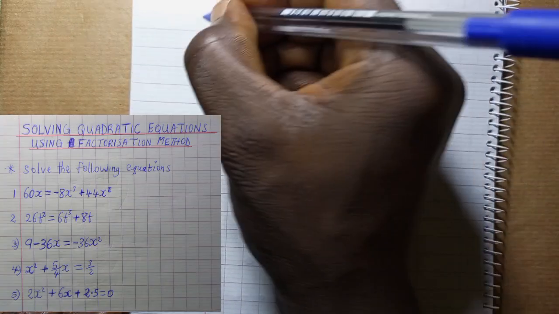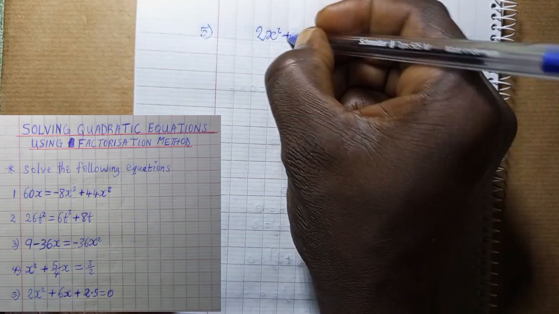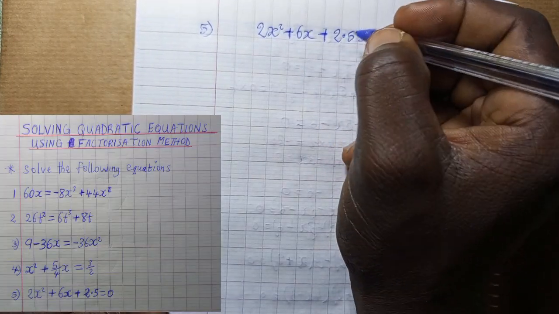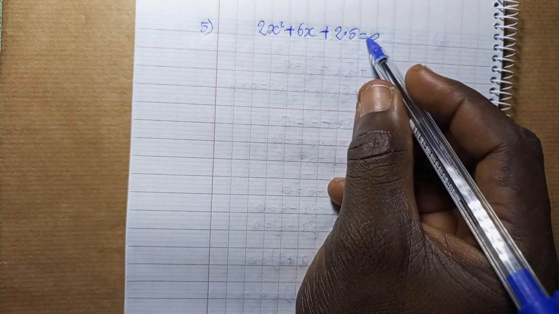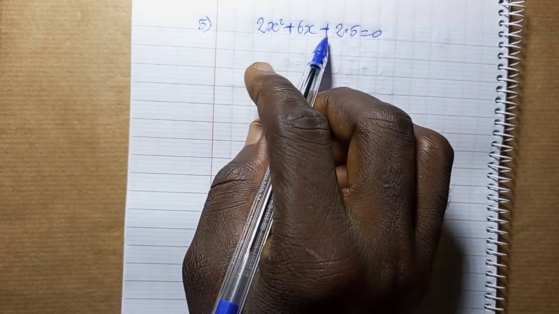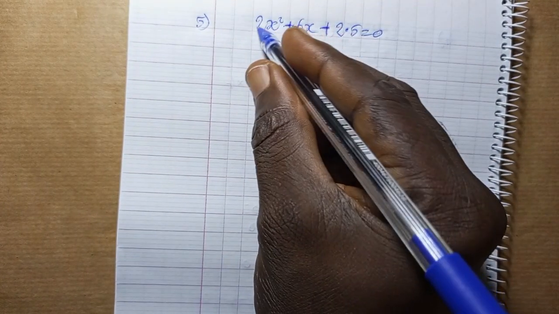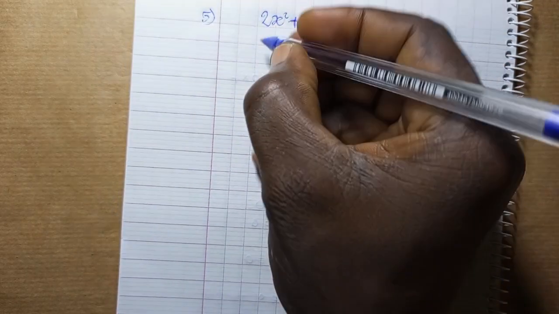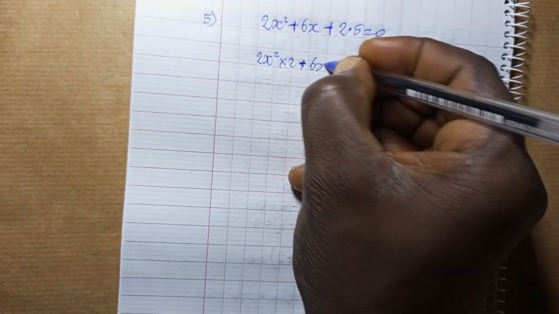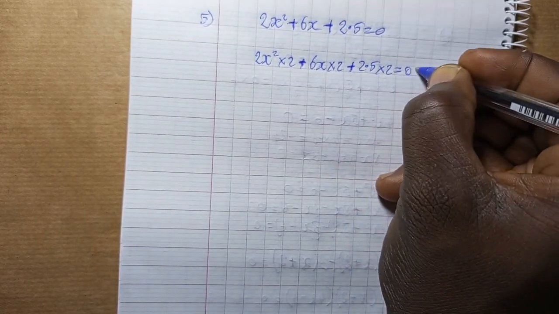And finally the number 5, we have the equation 2x squared plus 6x plus 2.5 is equal to 0. This one is already equated to 0. So the first step we'll be taking here is to multiply through by 2 to get rid of this decimal point. So I'm going to multiply all the terms here by 2. So we have 2x squared times 2 plus 6x times 2 plus 2.5 times 2 is equal to 0 times 2.